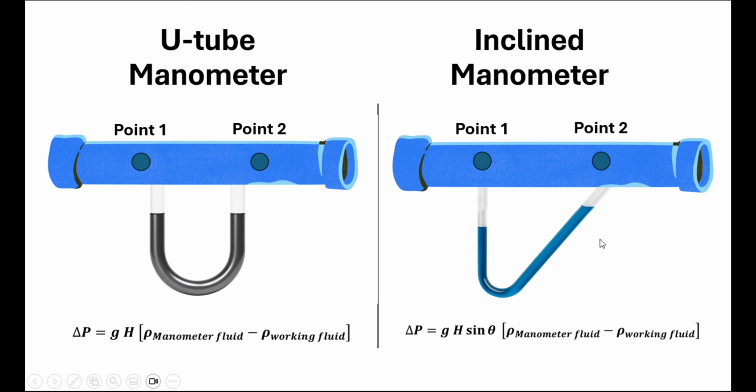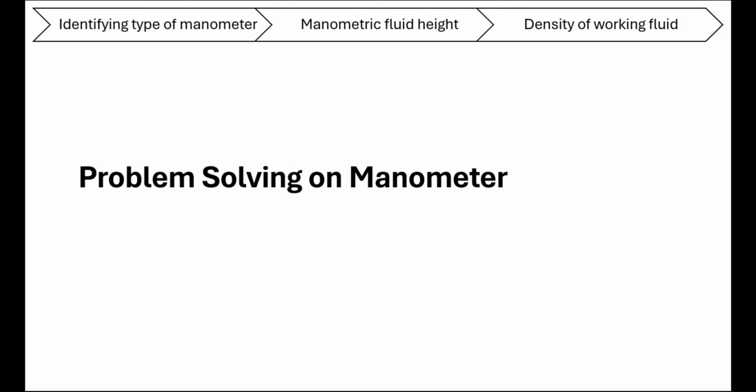One is U-tube manometer and inclined manometer. If you closely look at the formula, both formulas look the same, only the sin theta will be extra in the inclined manometer. So delta P is equal to rho g h for the U-tube, and delta P is equal to rho g h sin theta into the density difference for the inclined. So you can easily remember this formula.